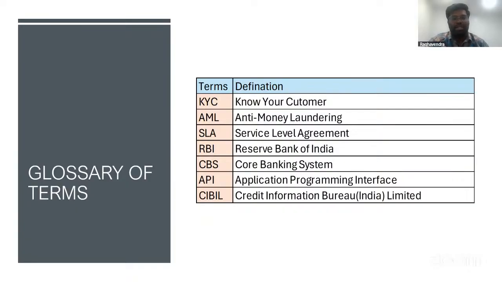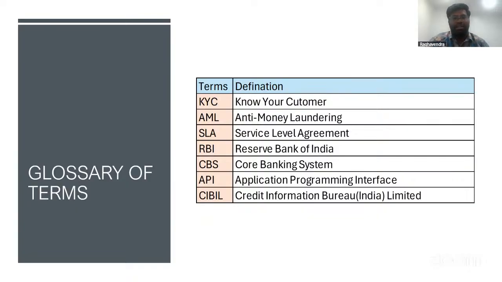And then RBI is for Reserve Bank of India, which is our central bank for India. And the CBS is a core banking system. The CBS is an existing banking application the bank is using. So the new module would be an updated module in the CBS itself, the banking ops. And the API is the application programming interface.